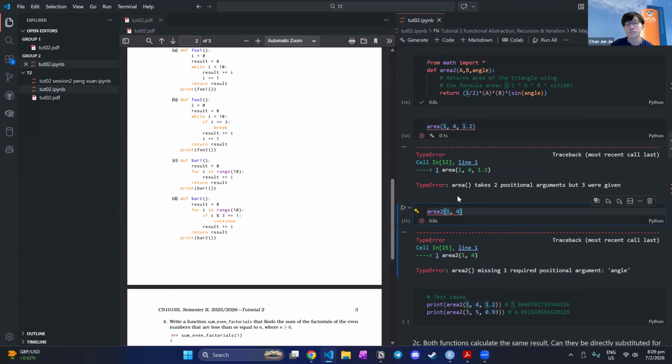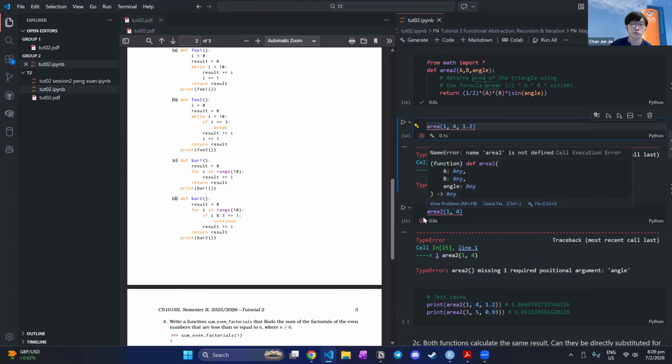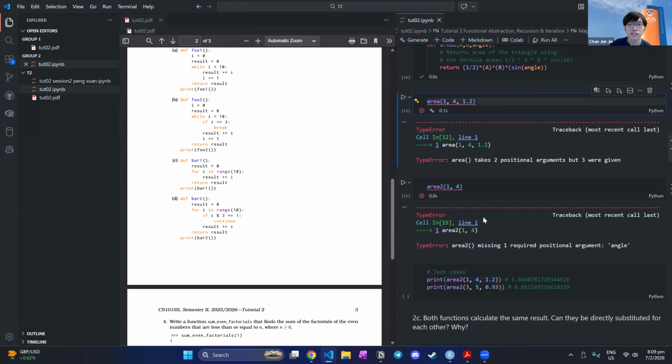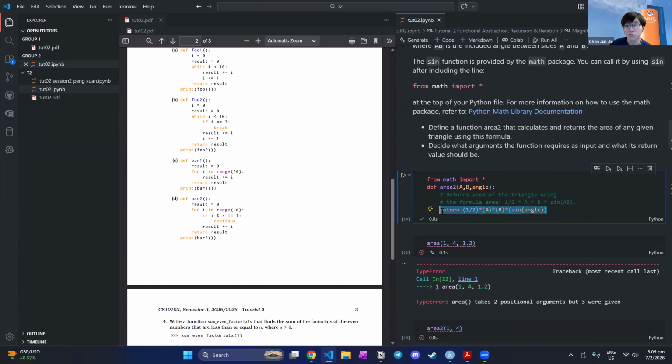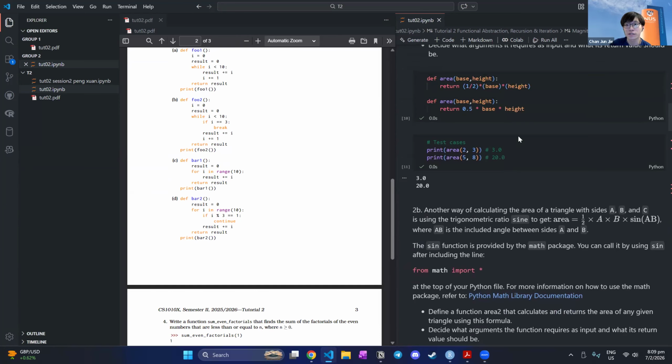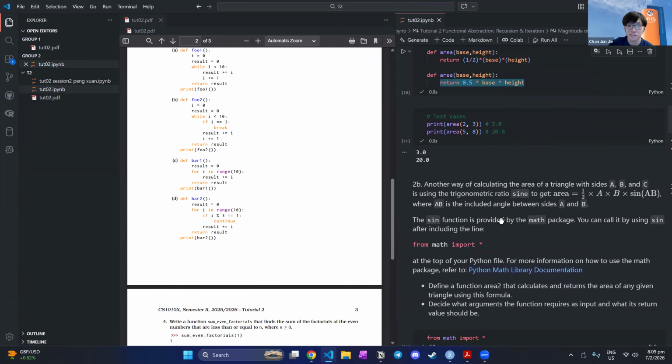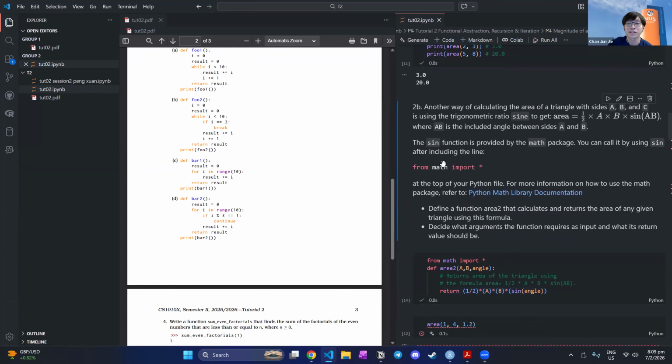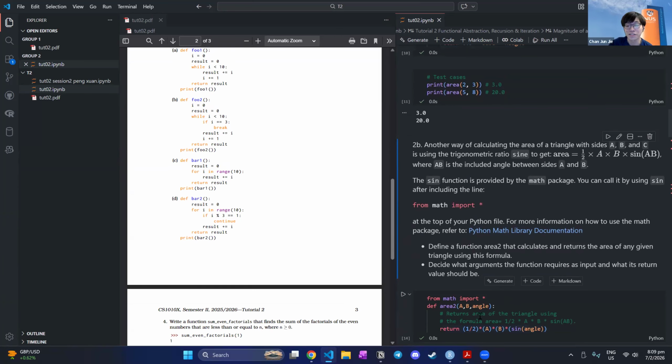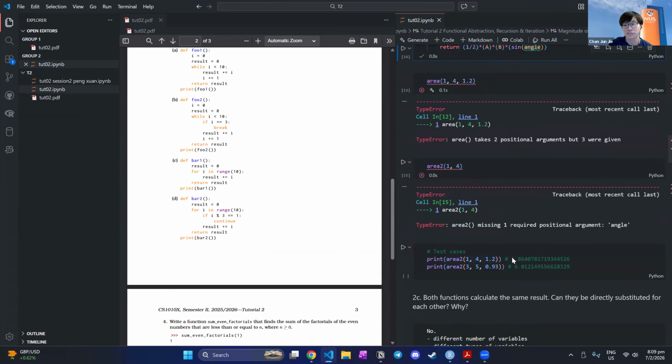But not only because of that, it's because the two functions are also coded differently. They use a different line of logic. Area 2 applies this formula, area 1 applies a different formula. So even if you use a right angle triangle that technically could use both formulas, if you don't give in the angle, the function is not going to work correctly.